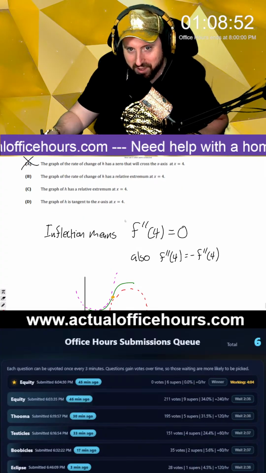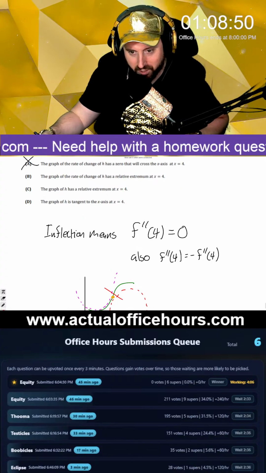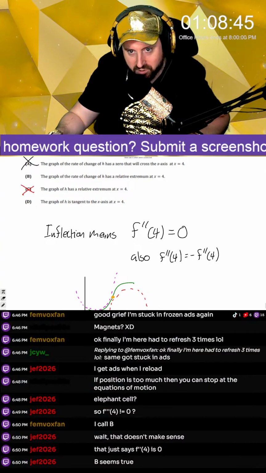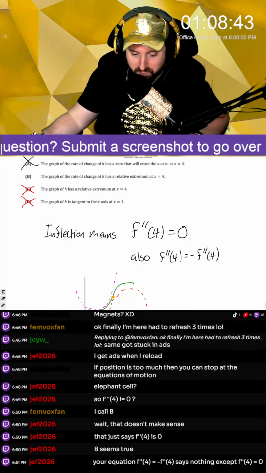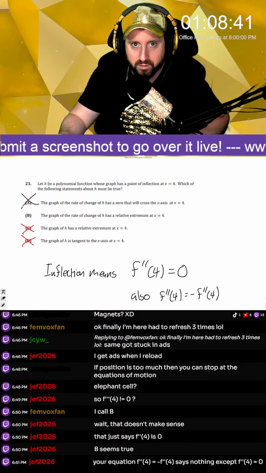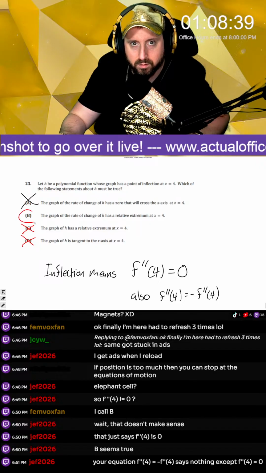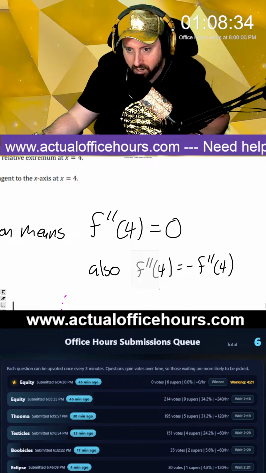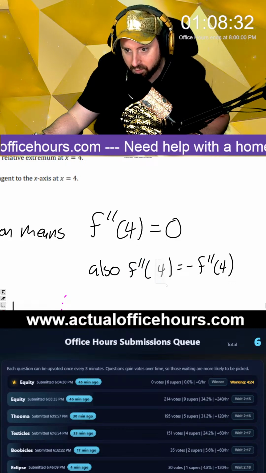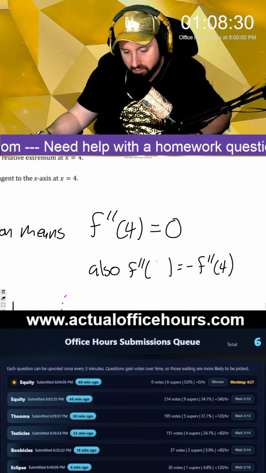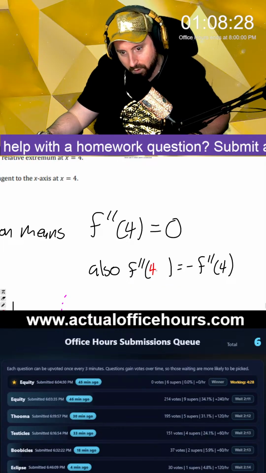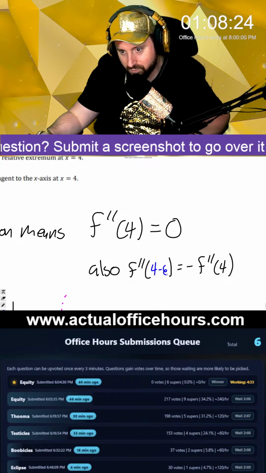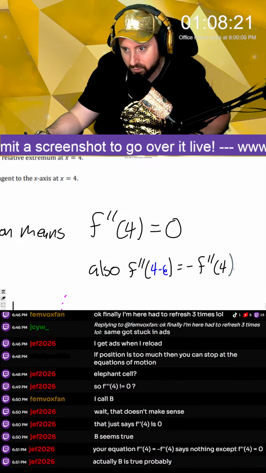Okay. The graph of h has a relative extremum. That's also not true. Okay. The graph of h is tangent to the x-axis. Also not true. Dude, it has to be just b, just by process of elimination. Oh, sorry. This is what I meant to say. Can we say, like, 4 minus epsilon? Can we say that? Is that cool?